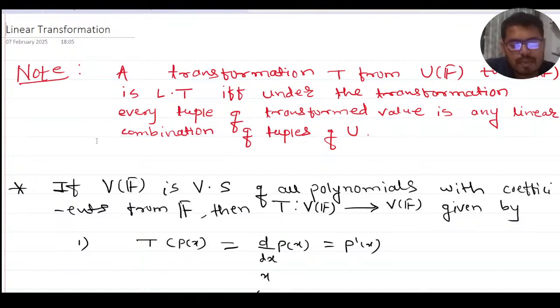One note is there: a transformation T from the vector space U to V is a linear transformation if and only if under the transformation every transferred value is a linear combination of tuples of U. Now how to identify whether the given map is linear or not? By using this result it is very easy.